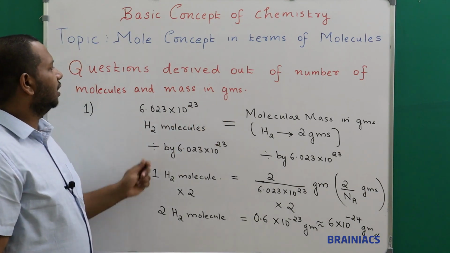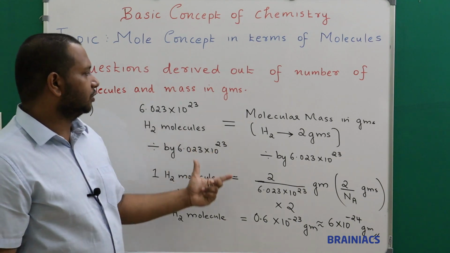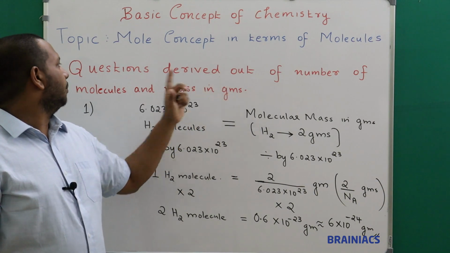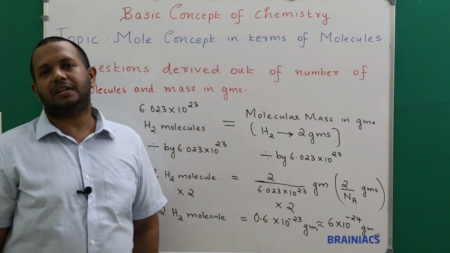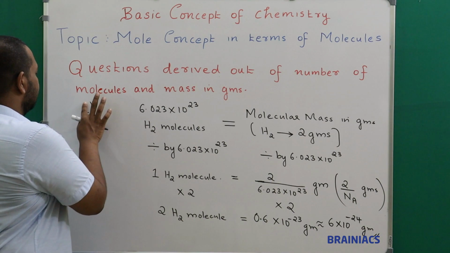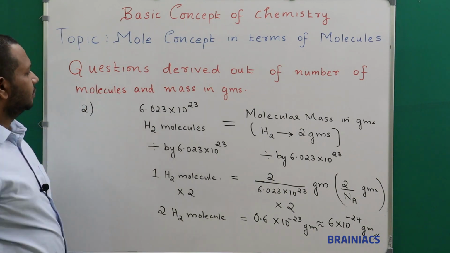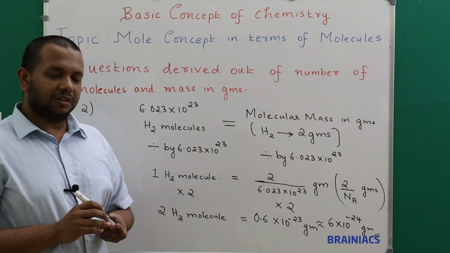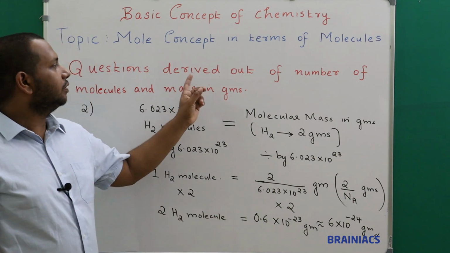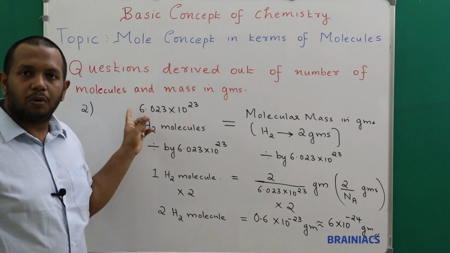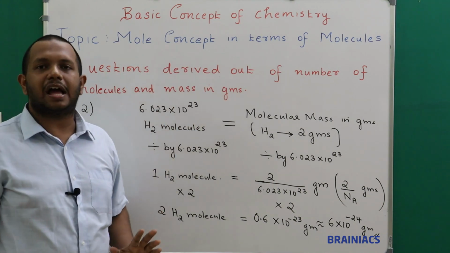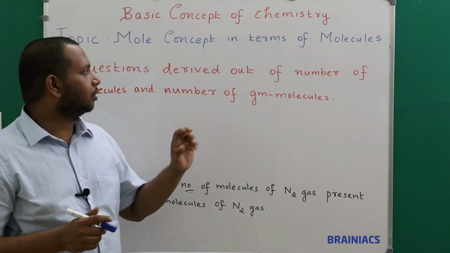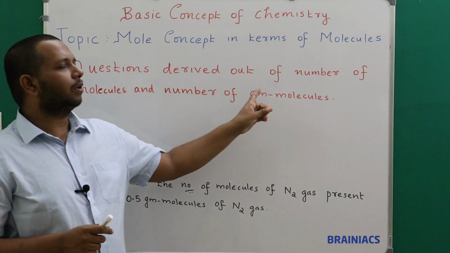Now, we have done two questions with respect to number of molecules and mass in grams. So this was the second question. Next we will focus on the next relationship, that is, questions derived out of number of molecules and gram molecules. So next we are going to derive the questions out of number of molecules and number of gram molecules.